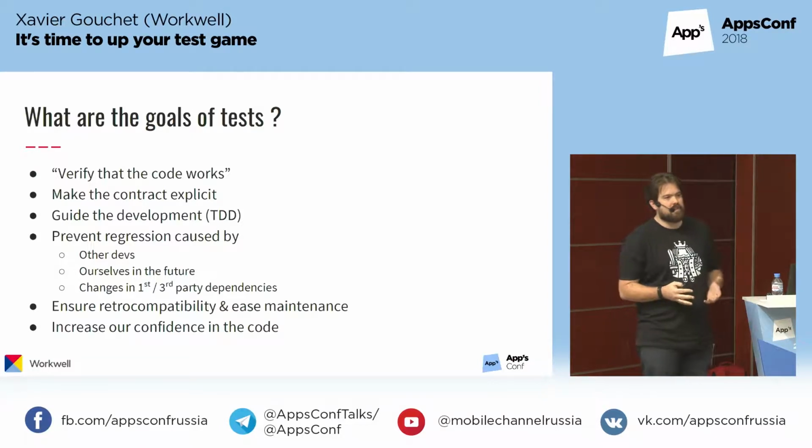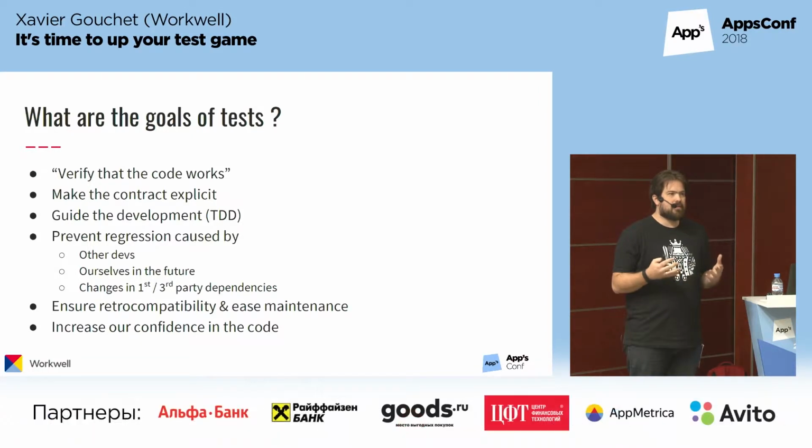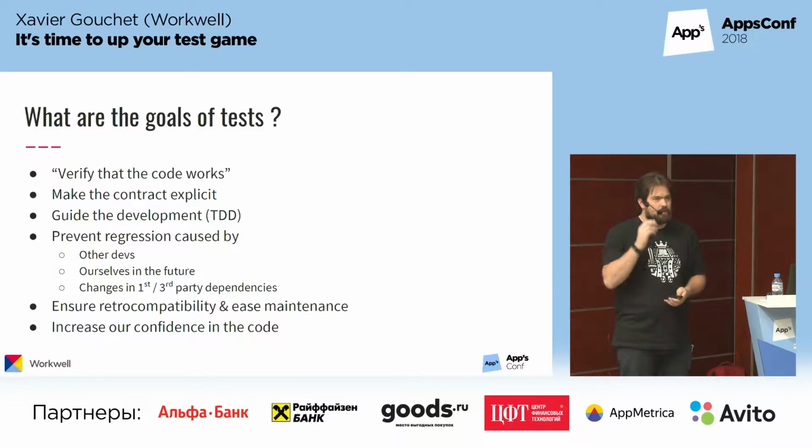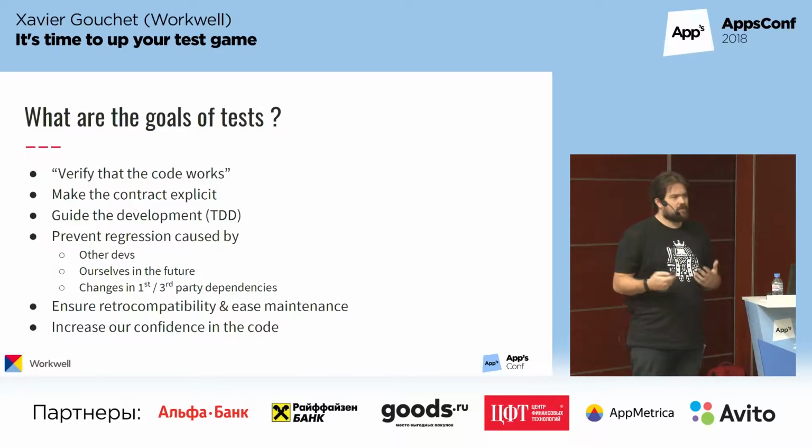The main goal of unit tests, everyone agrees, is to verify that the code works. But it's not the only thing that you need to worry about. One important thing is that you want to make the contract explicit. When you write unit tests, you are writing black on white or white on black, depending on your theme, what your feature should do exactly. Also, it can guide the development if you're using TDD, and I'm going to come back to TDD a bit later.